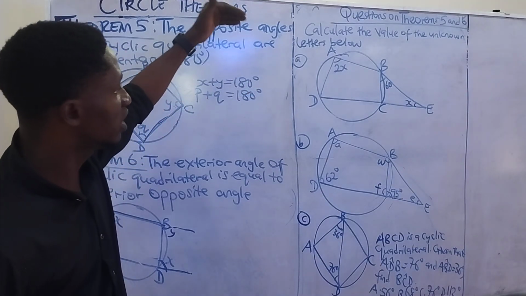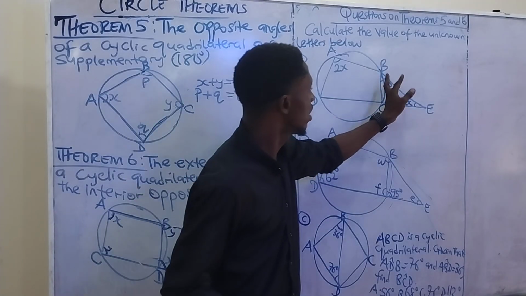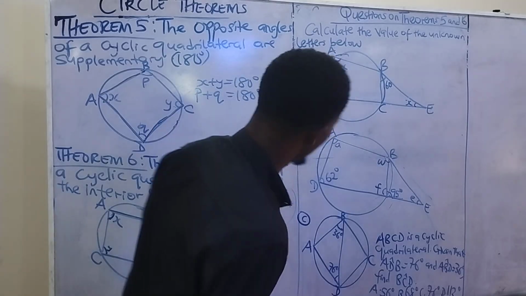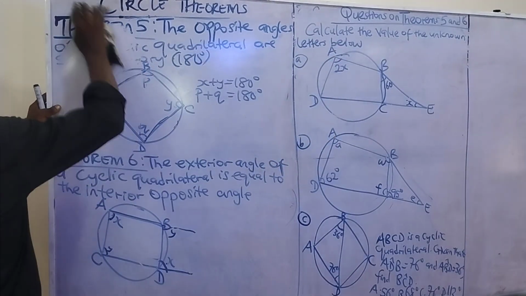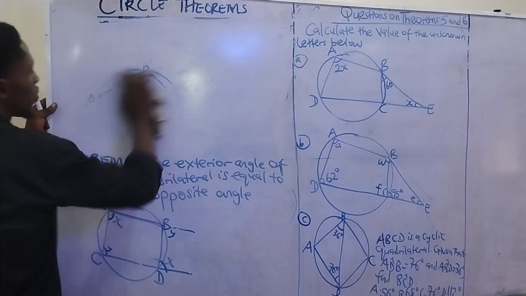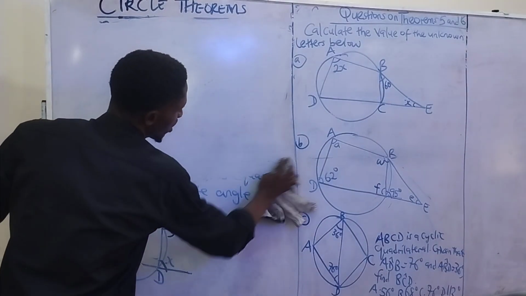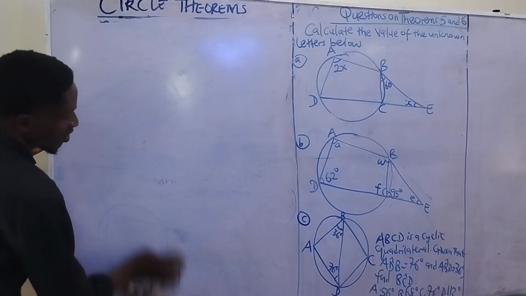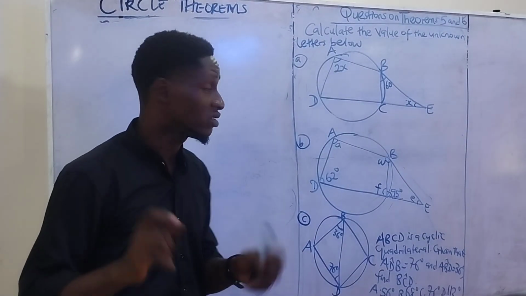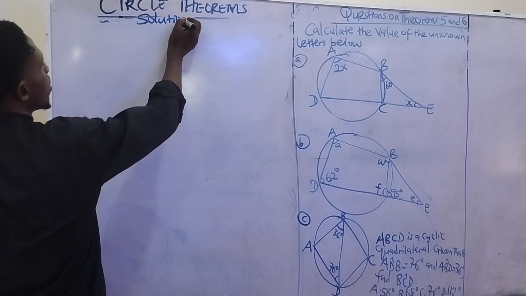Calculate the value of the unknown letters below. You can see we have a cyclic quadrilateral and there's an extension of another shape outside. So let us go straight to the question so that you can learn how to apply it and solve the questions. It's very important for you to be able to recognize a cyclic quadrilateral when you see it. Remember, all the corners must be touching the circumference. So let's go right to the question.